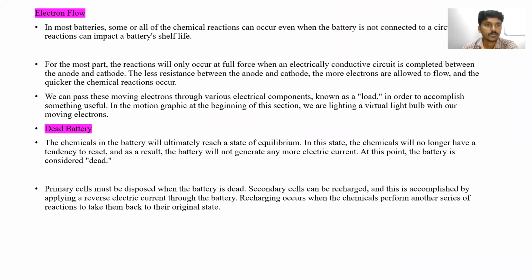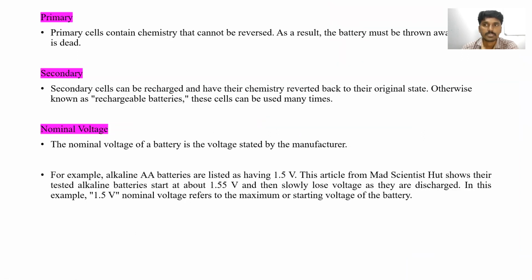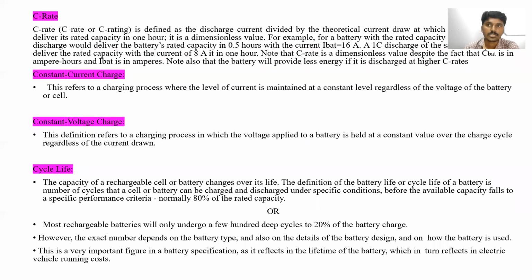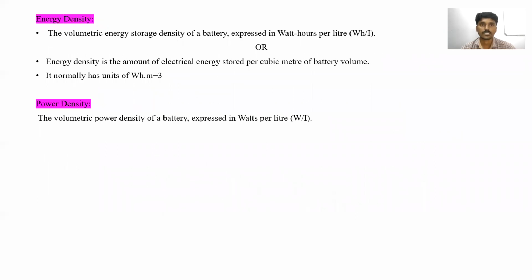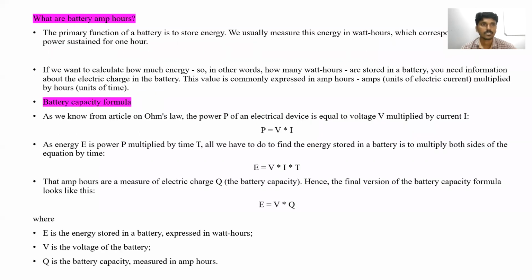How the electrons will flow, what is meant by a dead battery, a primary battery, a secondary battery, and what is meant by the nominal or rated voltage of the battery. Capacity of the battery, C rate, constant current charging, constant voltage charging, and cycle life of the battery. DOD means depth of discharge. Specific energy, specific power, energy density, power density. All these definitions we have seen in the previous lecture. Today we are going to see some more definitions.